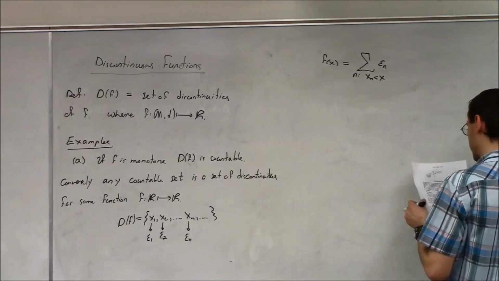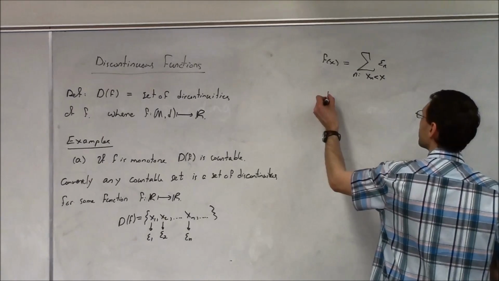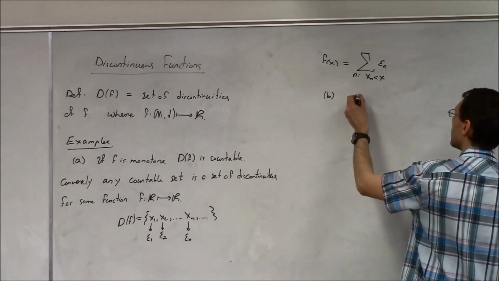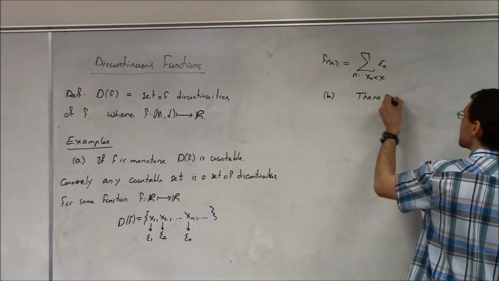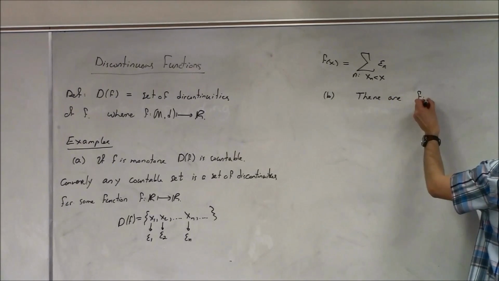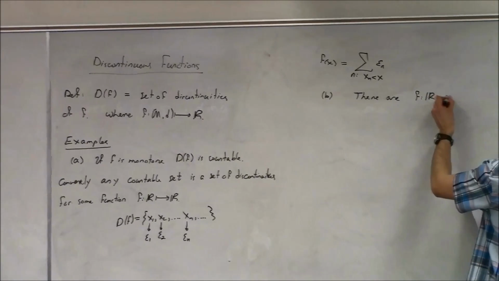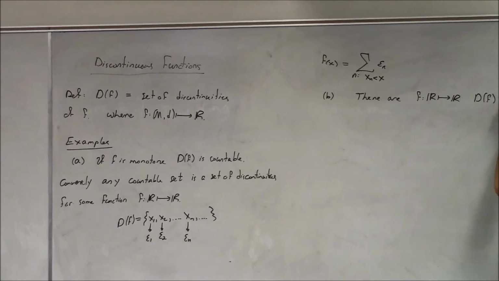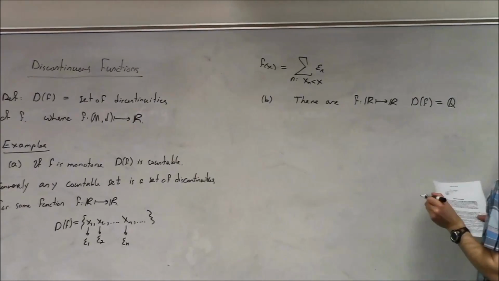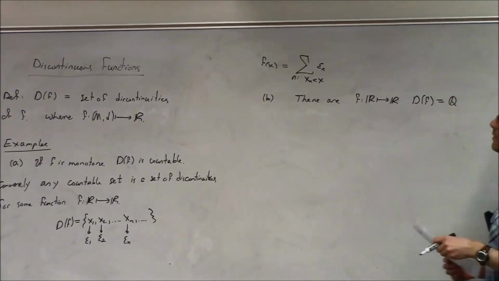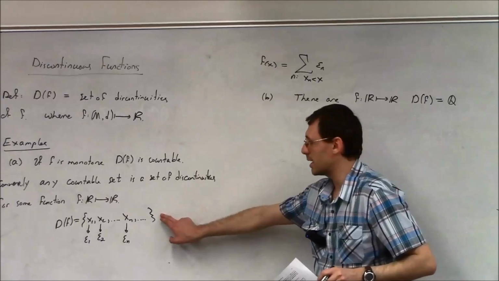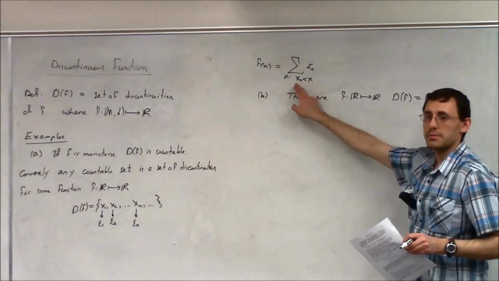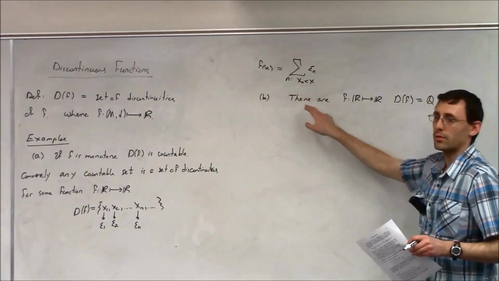It's in particular increasing. So example B: there are functions f from R to R where the discontinuity set of f is equal to Q. Now, one example of it is, again, you can just list Q as x1, x2, xn. And this would be then a function that is monotonically increasing and discontinuous over Q.